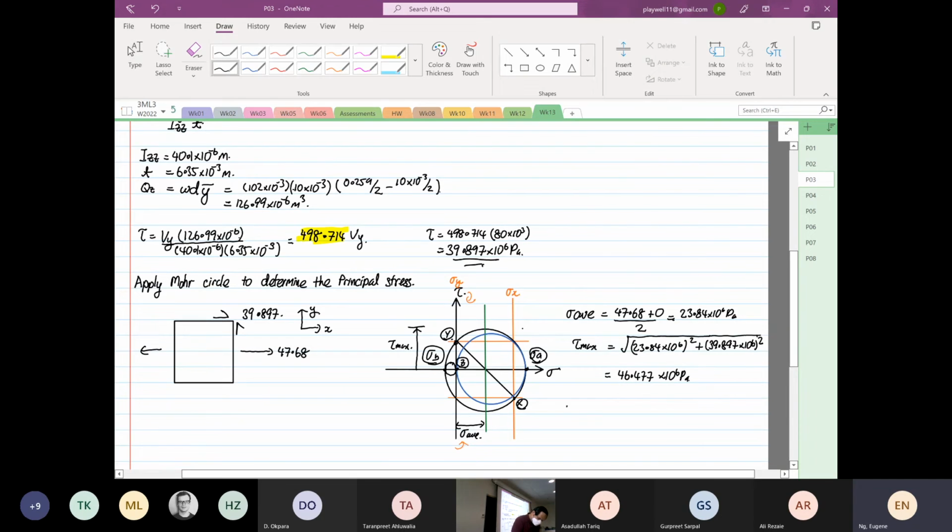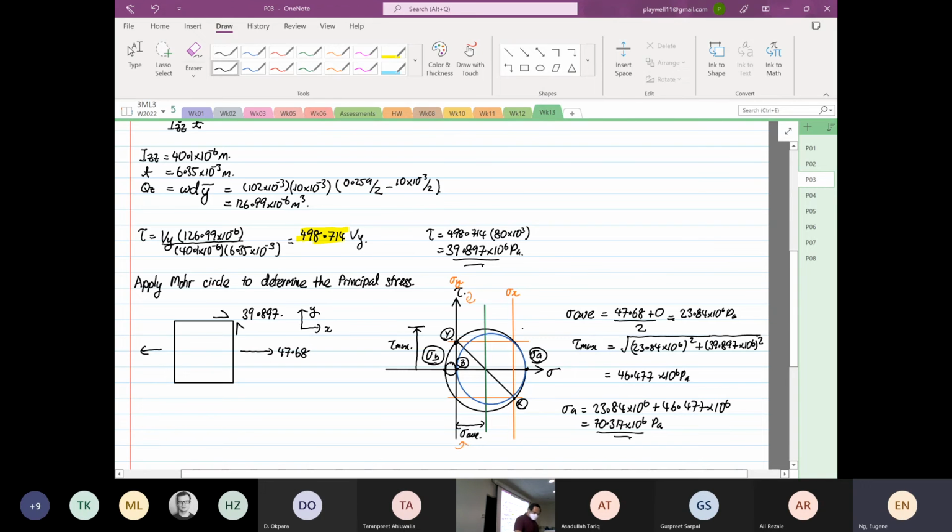So therefore, the stress A will be equal to 23.84 times 10 to the power 6 plus 46.477 times 10 to the power 6. Okay, so 23.84 power 6 plus 46.477 power 6 is equal to 70.317 times 10 to the power 6. That is your maximum stress. Now, that is only for one point.